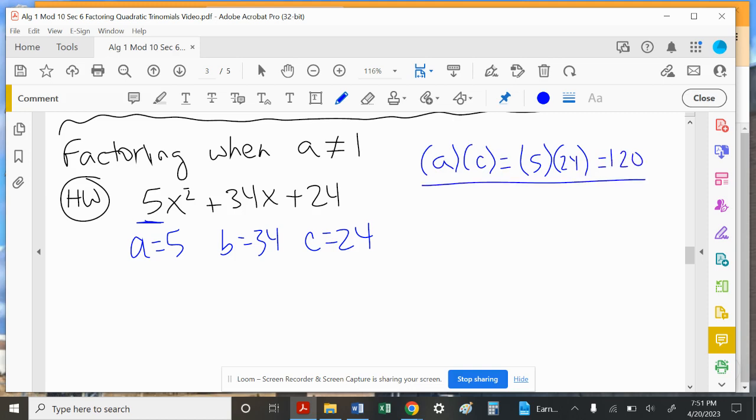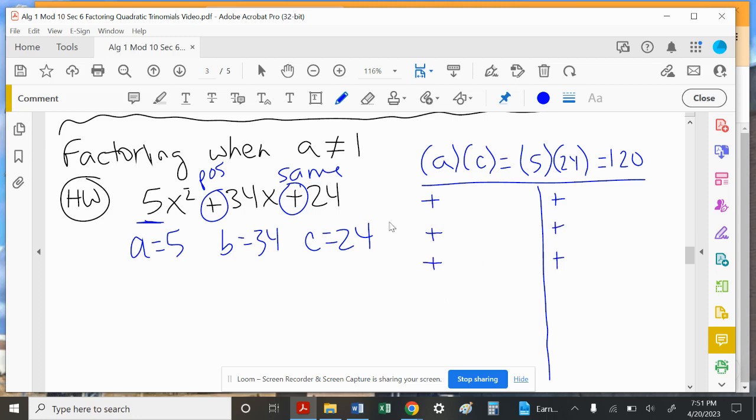I'm going to create my T table. I'm then going to use the same rule that I did before. I look at this plus sign. That tells me both signs are the same, and since it's a plus sign, both signs are positive. So I'm going to go ahead and do positive and positive, positive and positive, and positive and positive.